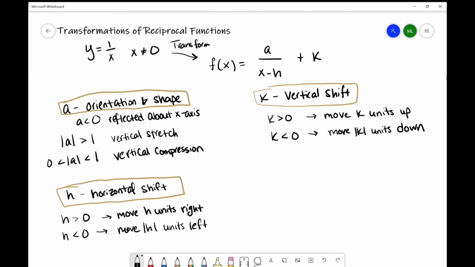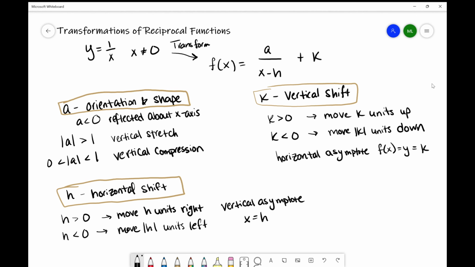I want to add that if your vertical shift, your k, changes, then your horizontal asymptote also changes. So I'll also write out here, horizontal asymptote is now f of x equals y, which is equal to your k value. And for our horizontal shift, if our graph is transformed and we have that horizontal shift, then your new vertical asymptote is now x equals h.